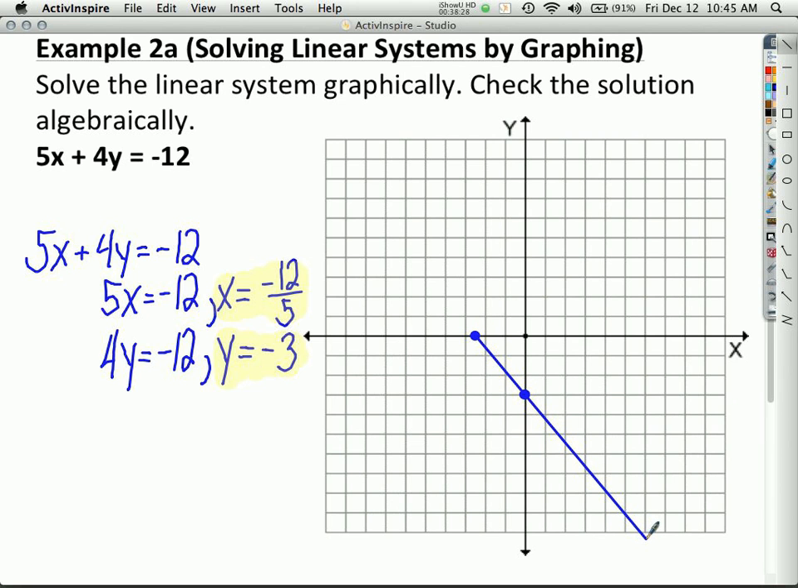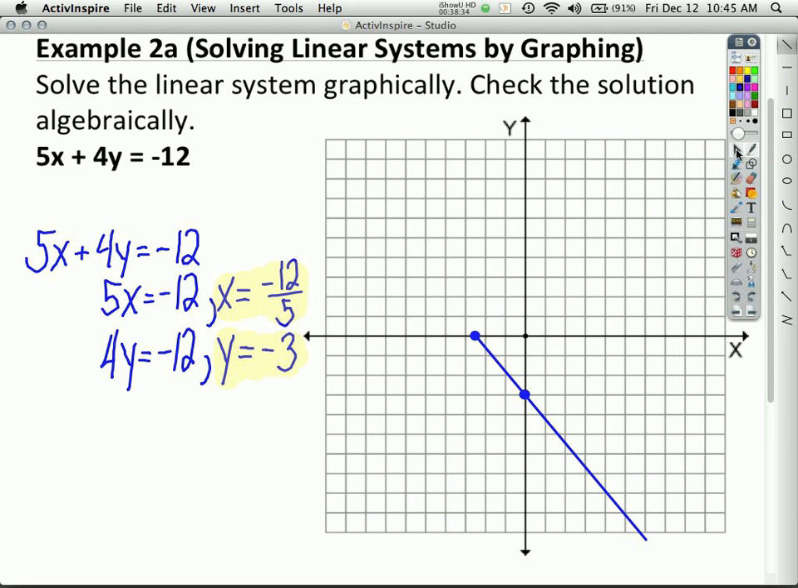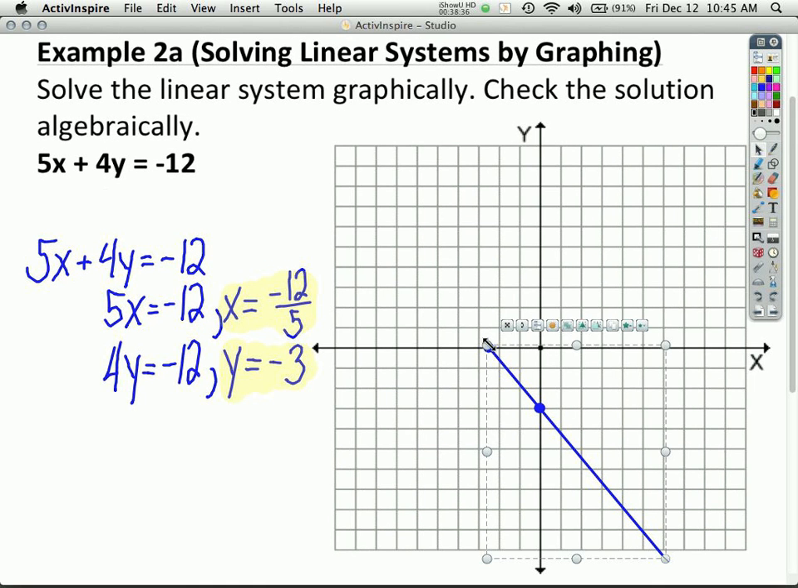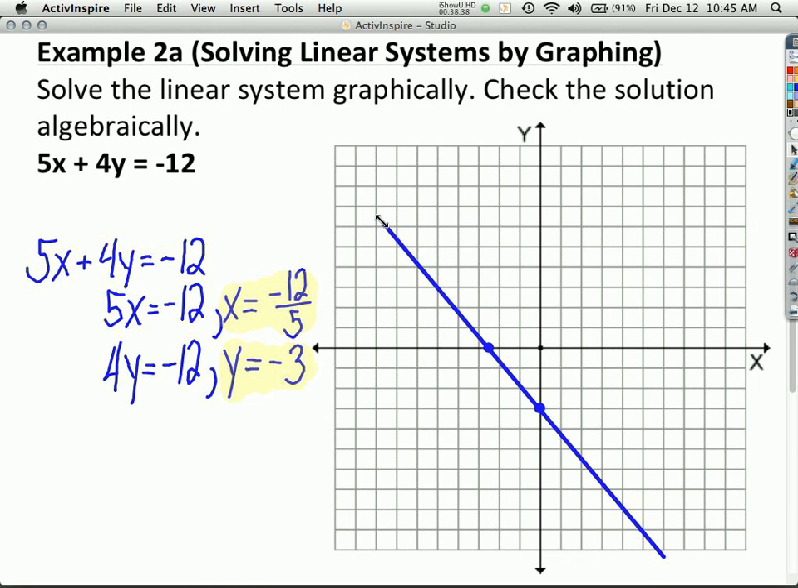Make sure your line is as accurate as possible, and make sure that you draw your line all the way through the grid. All the way through. So we graphed. We already knew how to do that. Great job.